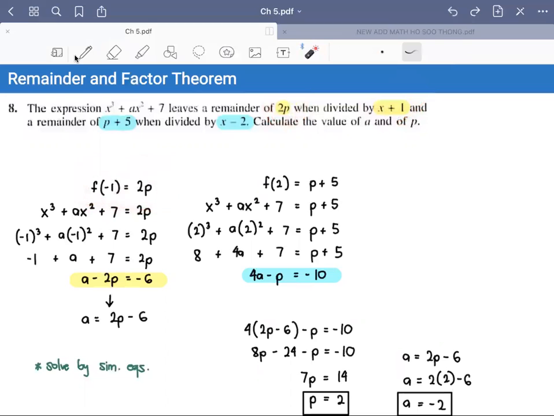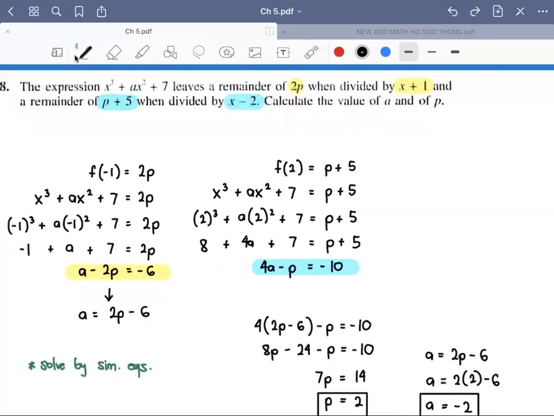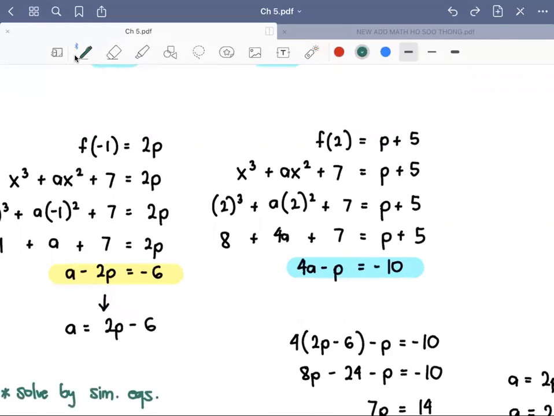And then what's next? Of course, using the expression given, you substitute negative 1 into the x terms. That's how I got this. So negative 1 cubed plus a times negative 1 squared plus 7 equals 2p. Again, 2p is your remainder. And then simplifying this, you'll eventually get a minus 2p equals negative 6. So this is your first equation.